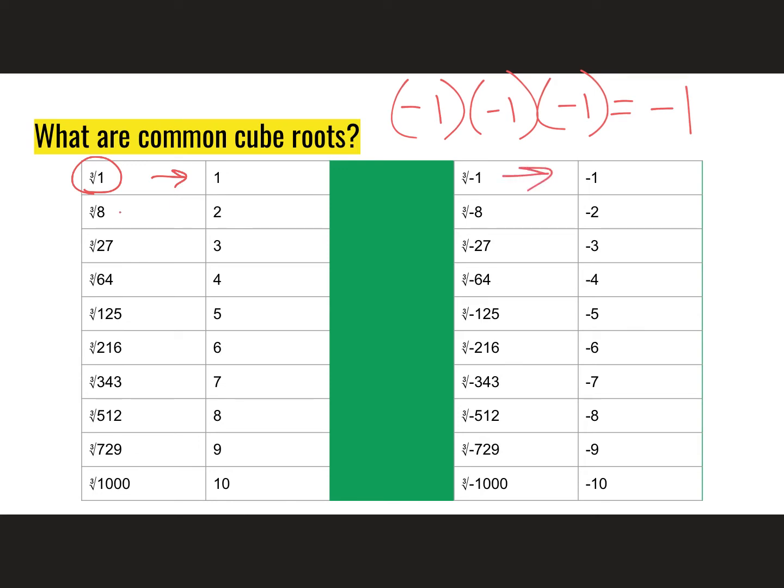So the cube root of 8 is 2. The cube root of 27 is 3. The cube root of 64 is 4. Cube root of 125 is 5. The cube root of 216 is 6, because it's 6 times 6 times 6. Cube root of 343 is 7. Cube root of 512 is 8. And the cube root of 729 is 9. Cube root of 1000 is 10. Again, you see the negative cube roots over here.